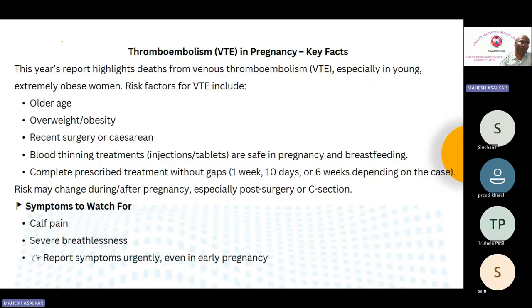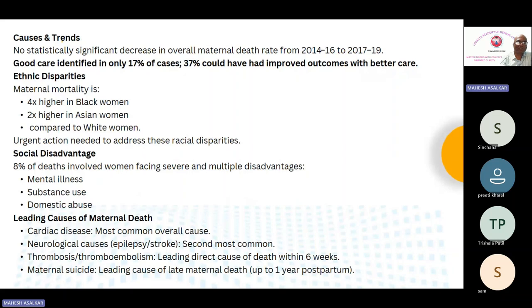Okay. Symptoms to watch for: cough, pain, severe breathlessness. These symptoms one should watch for and report urgently, even in early pregnancy. Okay. So up till now we have discussed what were the common causes and the trends. Then now we will see what they have mentioned about this particular thing.